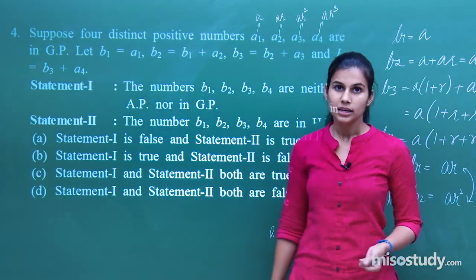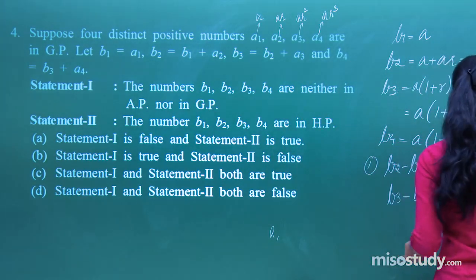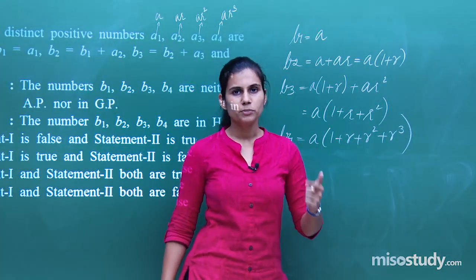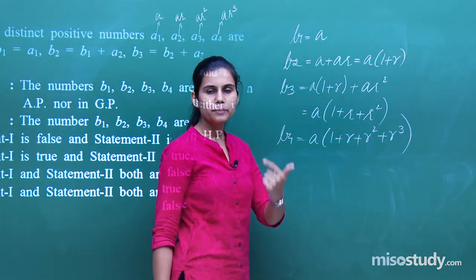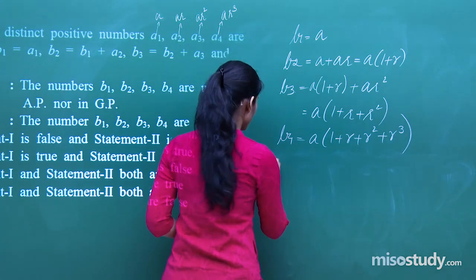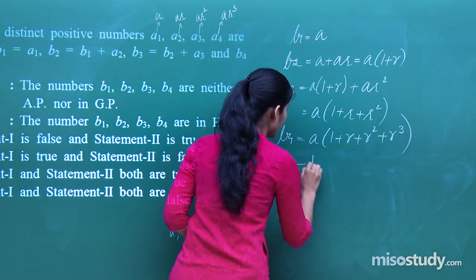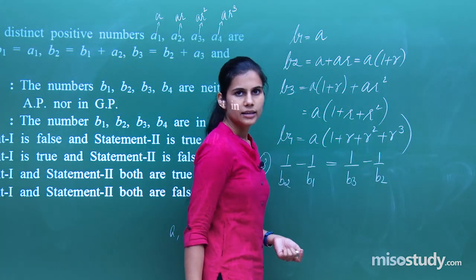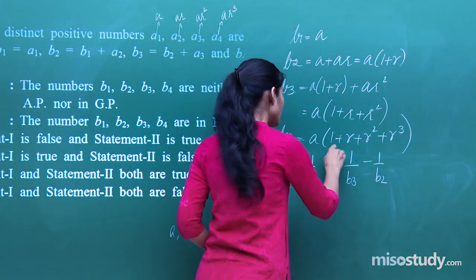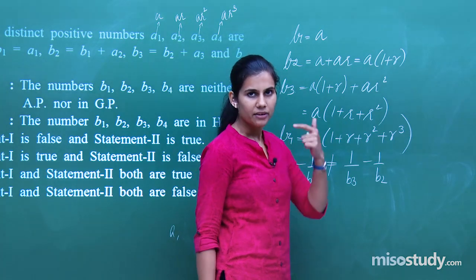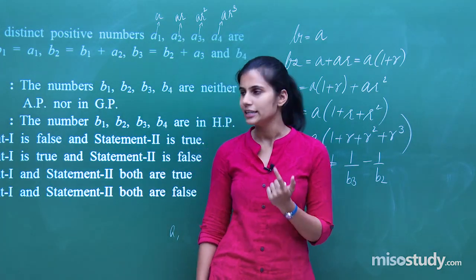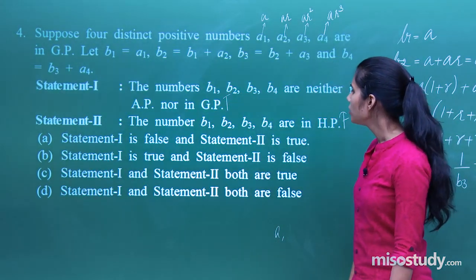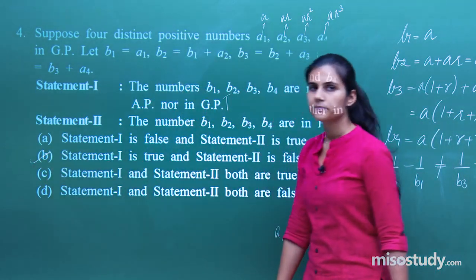Are they in HP or not? So for HP, what do you check basically? That the reciprocals should be in AP. So are b1, b2, b3, b4 in HP or not? That means, are 1 by b1, 1 by b2, 1 by b3, 1 by b4 in AP or not? So for that, if 1 by b2 minus 1 by b1 comes out equal to 1 by b3 minus 1 by b2, then yes, they are in AP, but you are going to find they are not equal, in which case the reciprocals are not in AP, so the terms will not be in HP. So statement 2 is false and statement 1 is true. Statement 1 is true and statement 2 is false. Clear?